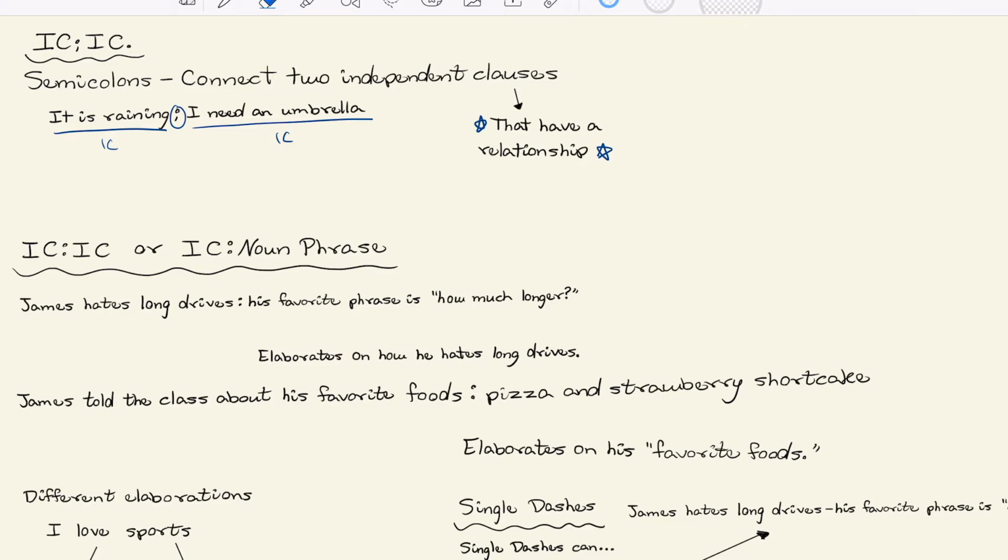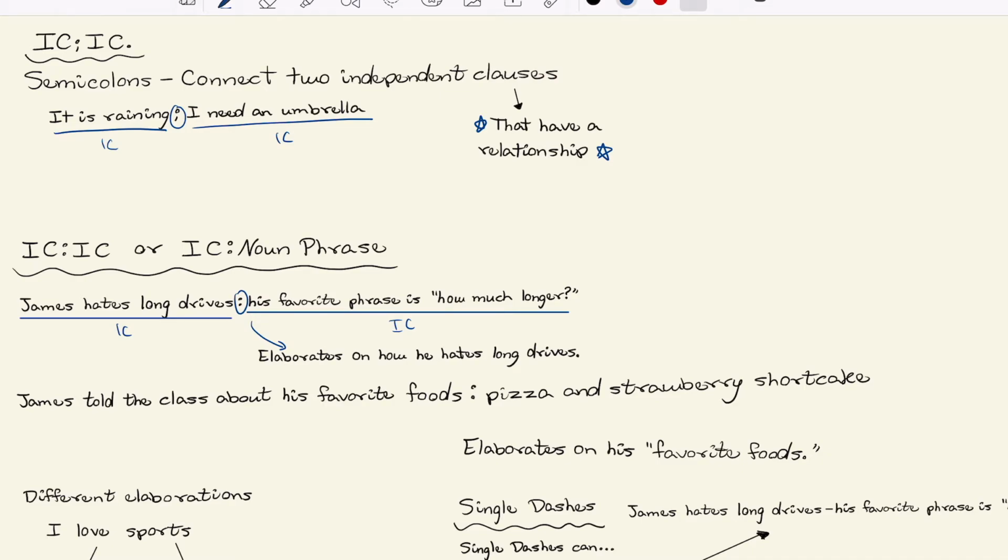Two ways to use a colon is either by separating two independent clauses or an independent clause and a noun phrase. James hates long drives. His favorite phrase is how much longer. The two independent clauses in this sentence are James hates long drives, and his favorite phrase is how much longer. And it can be separated by a colon because the second part, the second independent clause, is just elaborating on how much he hates long drives.